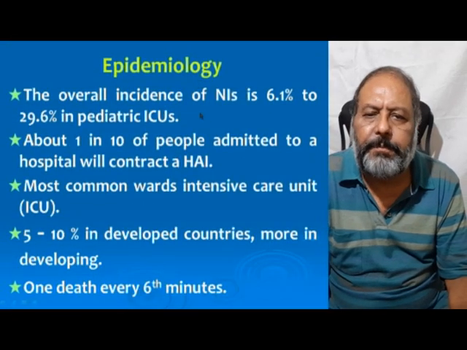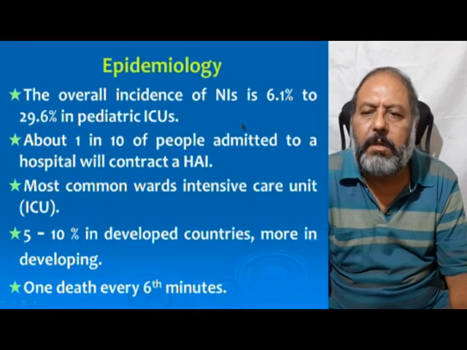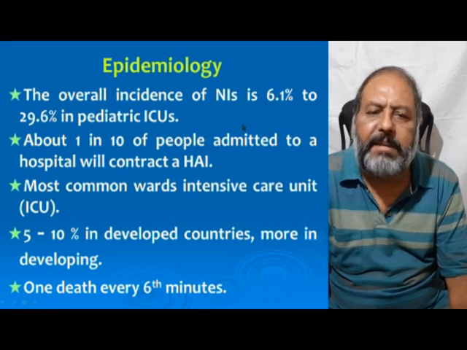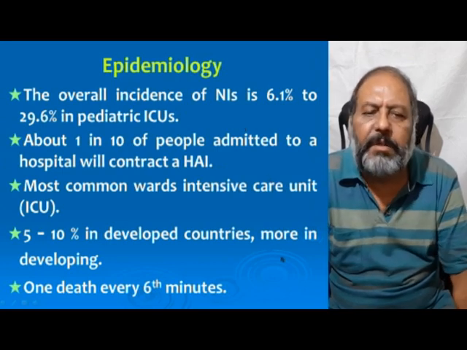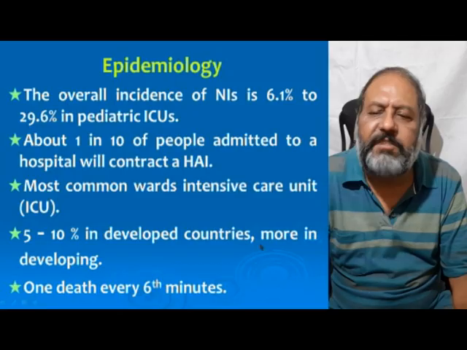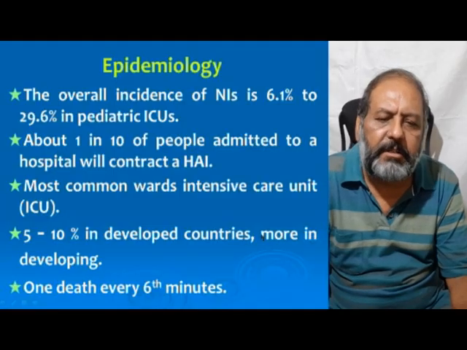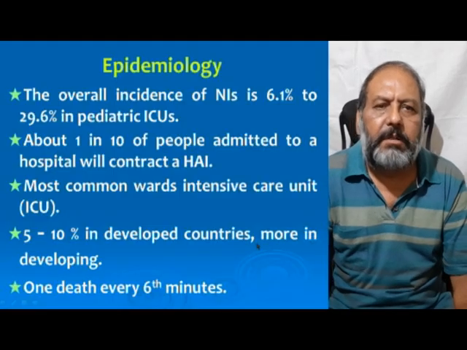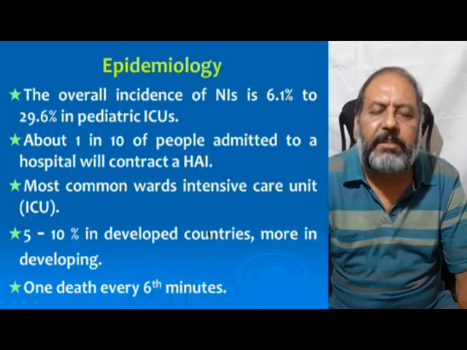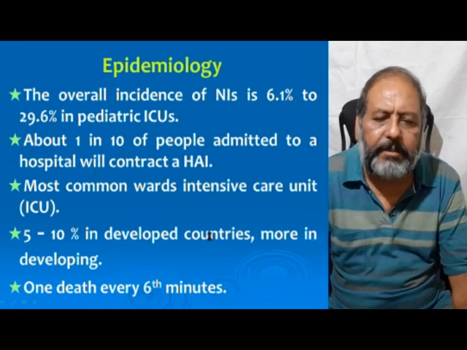Now, epidemiology. The overall incidence of nosocomial infection is about 6.1% to 29.6% in pediatric ICUs. About 1 in 10 of the people admitted to a hospital will contract a hospital acquired infection. Most common wards are intensive care units, 5 to 10% in the developed countries, but more in the developing countries where the facilities are not as good as in the developed countries. So there occurs one death every 6 minutes because of hospital acquired infection or nosocomial infection.